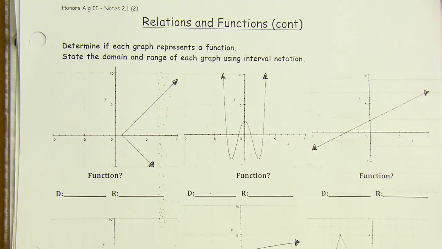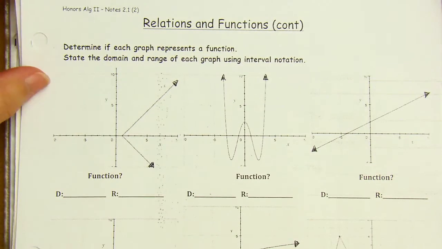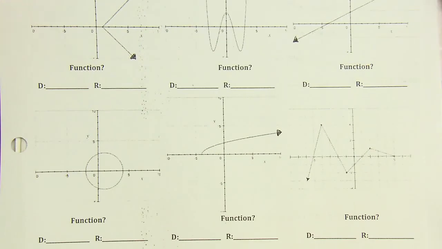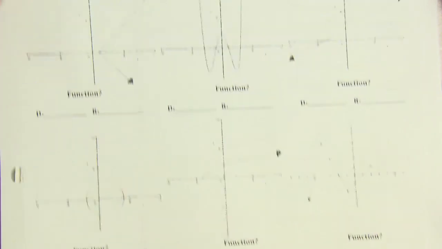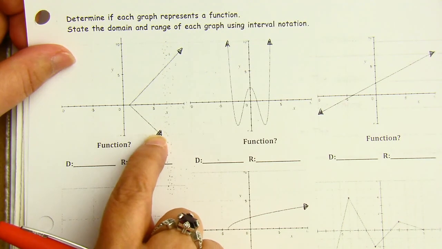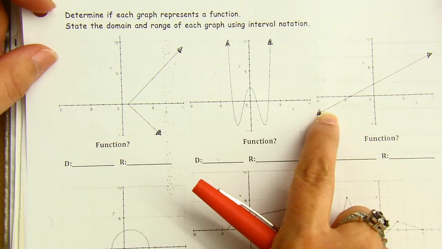Okay, part 2 of chapter 2, section 1, relations and functions continued. This time, if you take a look at the graphs that we have here, we're going to talk about how to find the domain and the range of the function. And because these graphs are continuous, if you look here, these arrows mean it continues, goes on indefinitely in the direction of the arrow. All three of these are continuous. We are going to have infinity being involved with this.